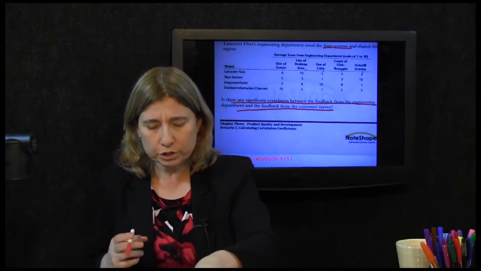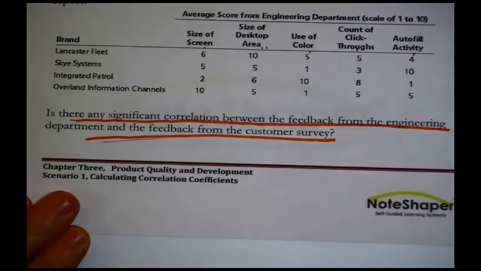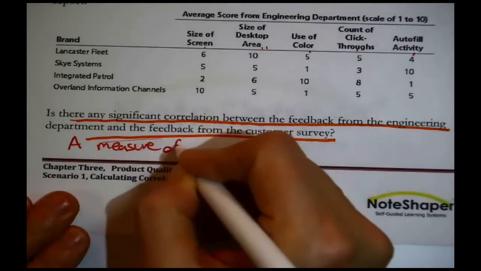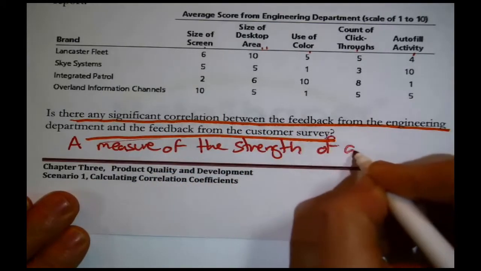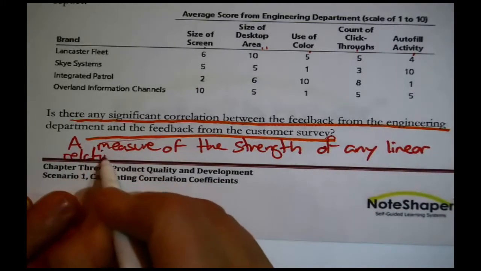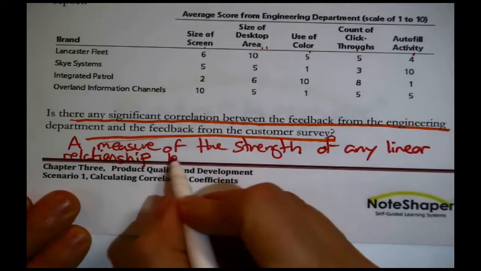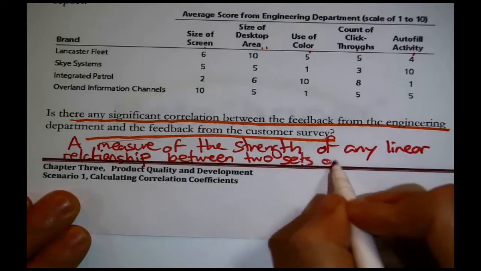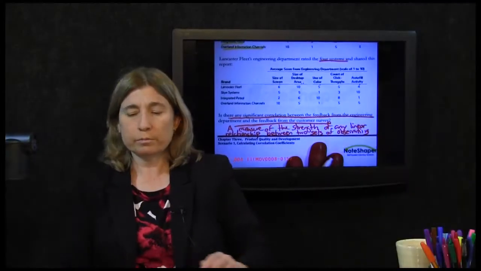What is correlation? Well, we could actually slip that right in here before we turn the page. Correlation: a measure of the strength of any linear relationship between 2 sets of observations. I don't know, will it fit? Yeah, I think it'll still fit. Sets of observations. And you go, oh, I get it.